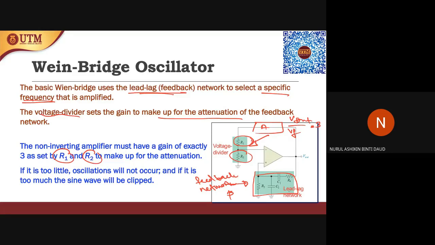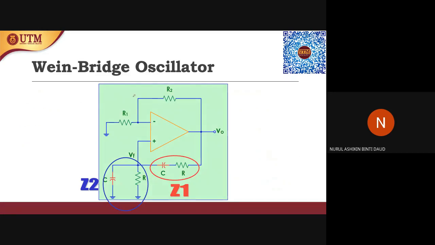And this lead-lag network, or the feedback network, should have one third of gain. We will look at how this can be derived. Okay, so this is the Wien bridge oscillator. As mentioned, this is the A part, and this is the B part, the beta part.